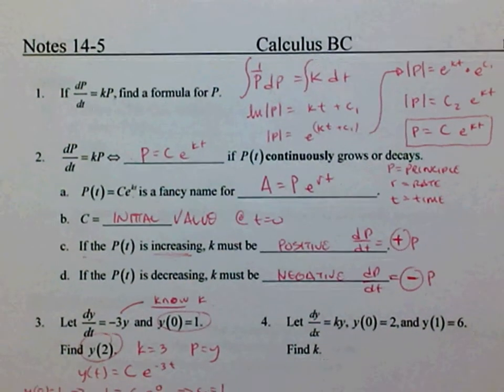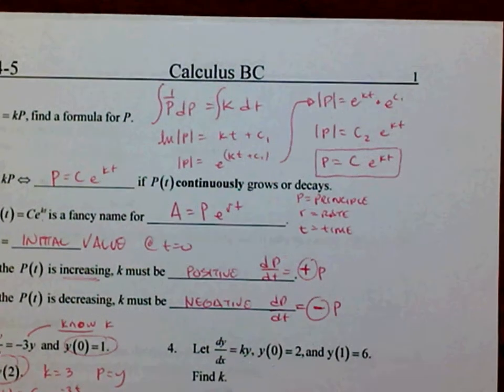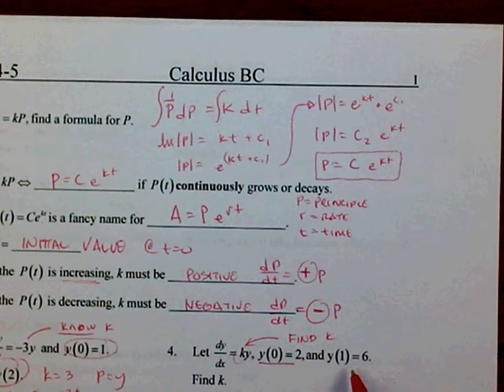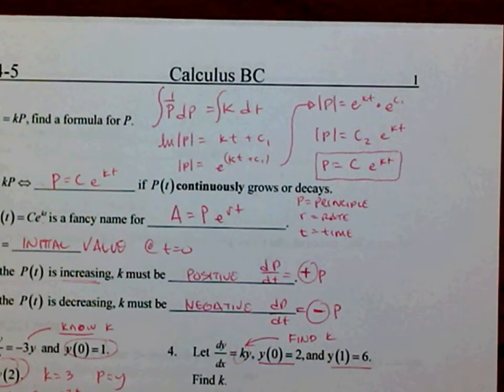Let's take a look at the next one. This time you'll see we're asked to find k. We don't know k. We just know that dy/dt is going to be changing with respect to y by some value k. We're given an initial condition and another condition, and we should be able to solve this.